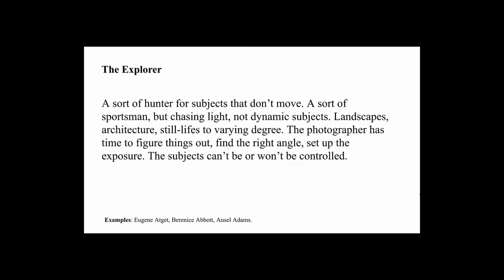There's the Explorer, right? This is a sort of a hunter for subjects that don't move, right? They're usually landscape and architecture people, and sort of still lifes a little bit, but they've got time to figure things out. They're slow moving, they're methodical, sort of like scientists. They correct for lens distortion and angle distortion, and make things perfect with architecture and interiors. They're amazing. Eugene Atget, Berenice Abbott, and Ansel Adams are some of these explorer types.